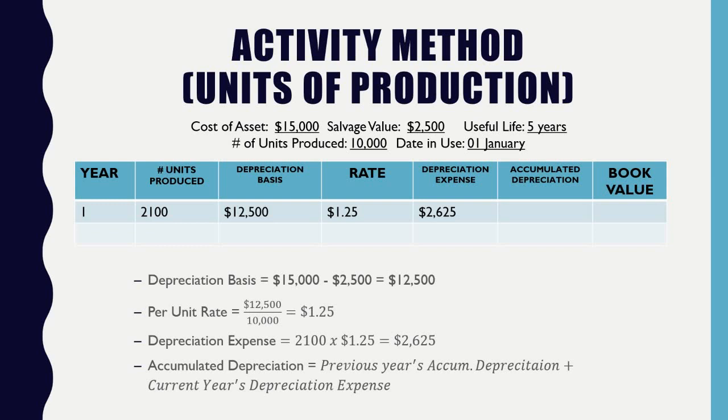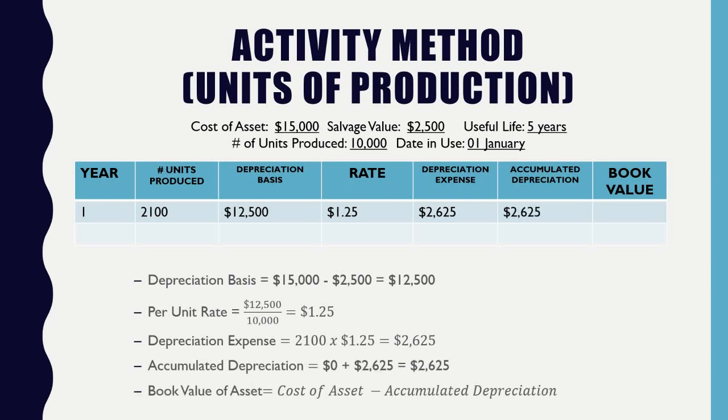Well, in this case, we're starting from the very beginning. We didn't depreciate any year before that. So I'm going to add my current depreciation expense for that year, which is the 2,625. So 0 plus 2,625 is going to give you 2,625. Okay. So then the last thing you're going to do is determine the book value.